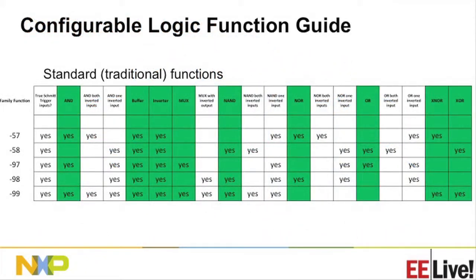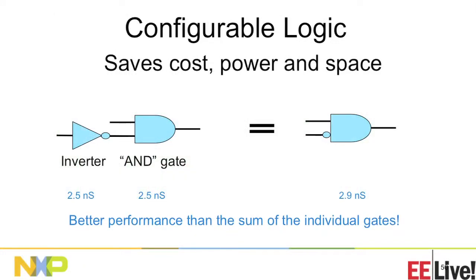So this is a table of what's available as standard functions. For example, in a 57 part type, you will get AND gate, buffer, inverter, mux, all the green columns as your standard functions. And then there are some non-standard functions also. As I mentioned earlier, these configurable logic devices can also give you a non-standard function like an AND gate with an inverter. This is how you would save space on an extra inverter in your design if you needed an inverted input for your AND gate. So better performance than individual gates.